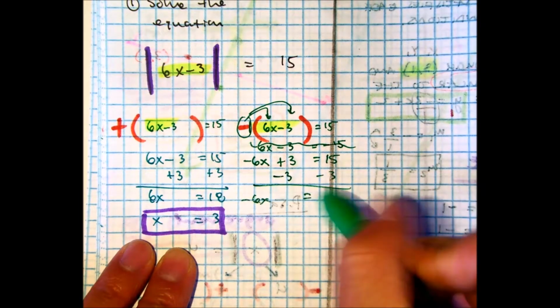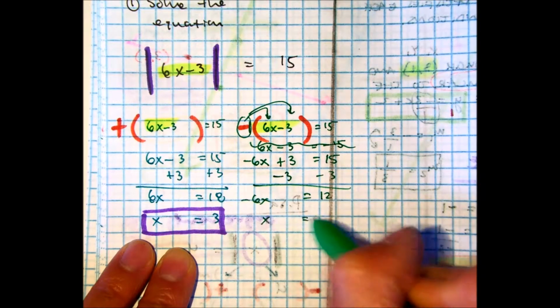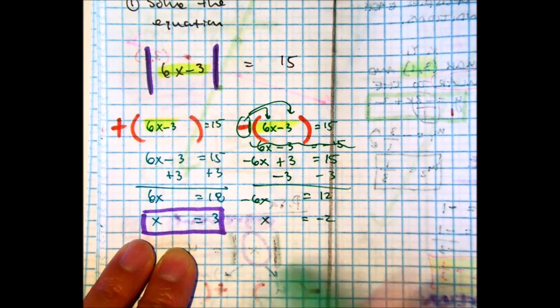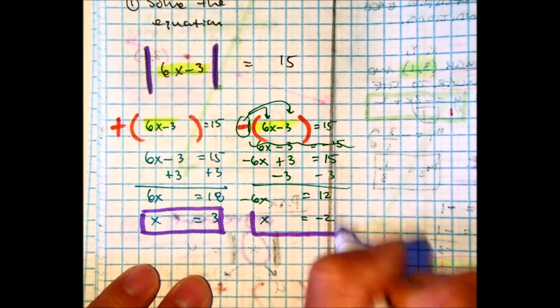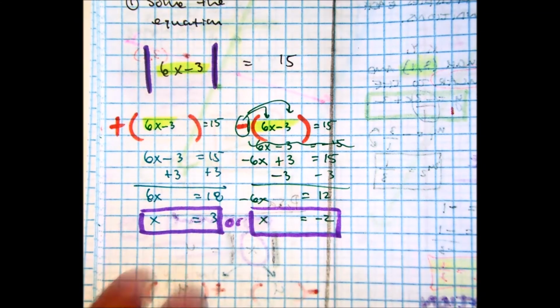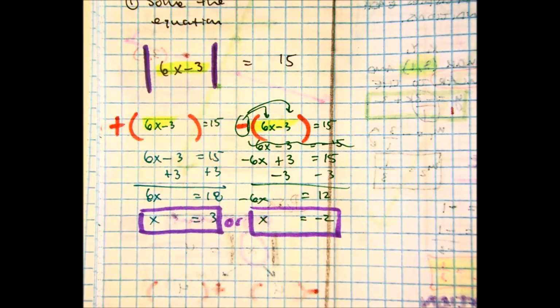-6x equals what? Divided by -6, x equals -2. Your answer is x equals 3 or x equals -2. Let's check that.